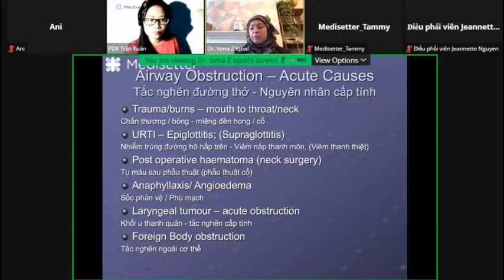If these patients developed stridor or stertor, then you would consider either intubating them orally or putting a tracheostomy tube in until the swelling settles.